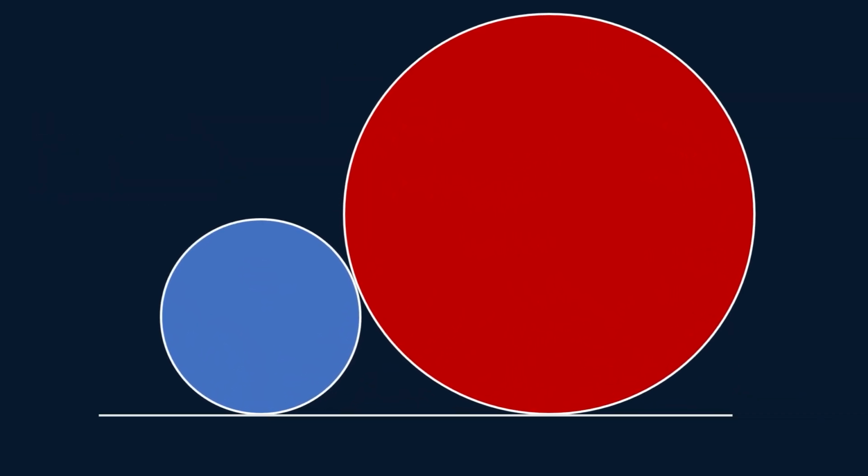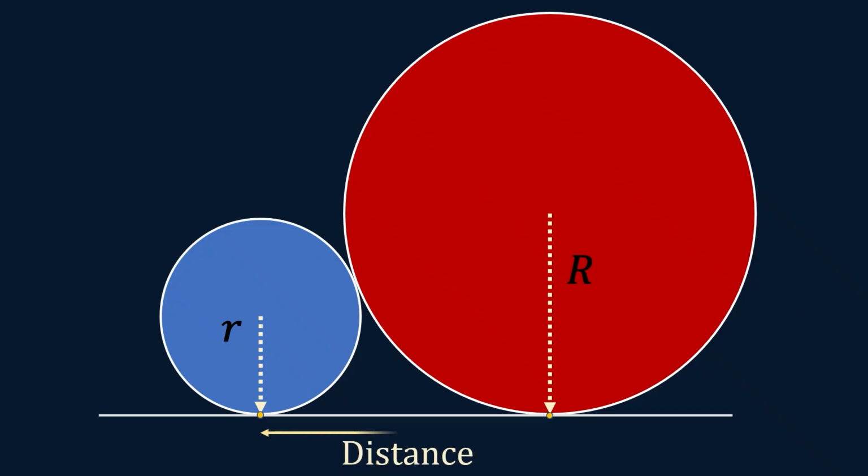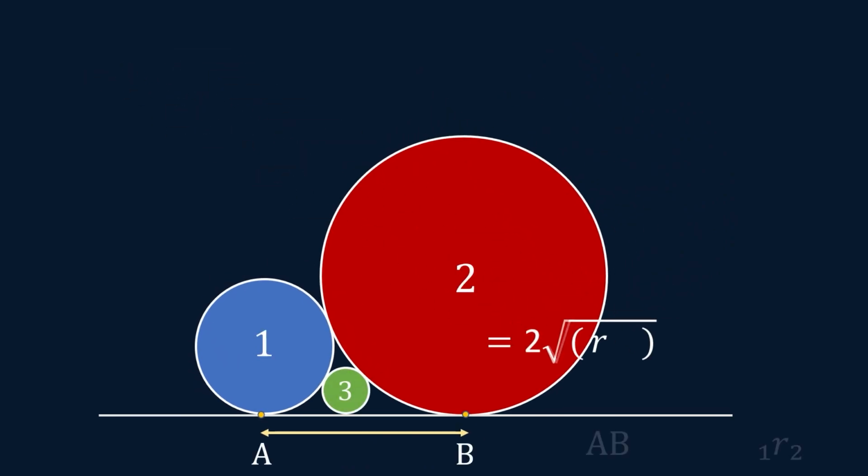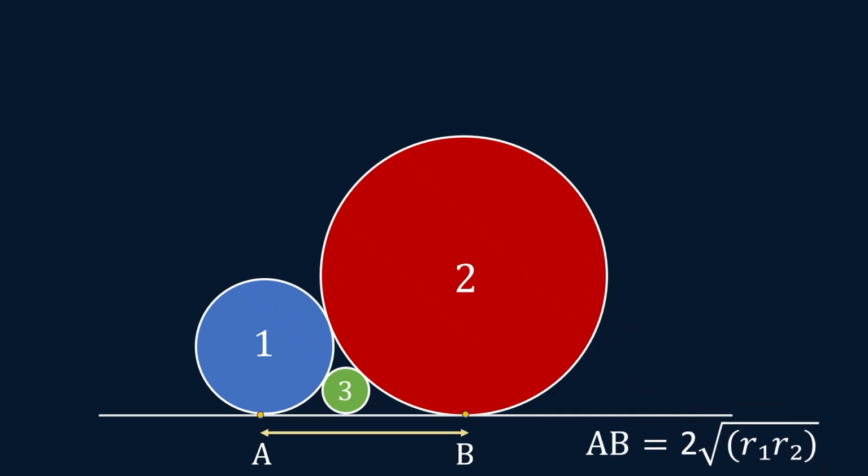For two circles tangent on a line, the distance between their vertical projections equals 2 times the square root of the product of their radii. Apply this to circles C1 and C2. The segment AB equals 2 square root R1 R2.